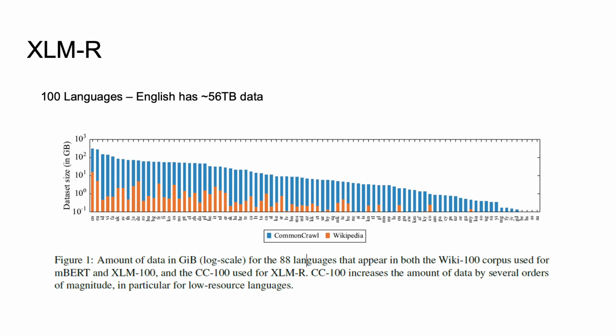An evolution on mBERT is XLM-R, a new BERT-based model developed by Facebook, which has been trained on several orders of magnitude more data, and it features 100 languages compared to the 88 mBERT has. For English, it uses around 56 terabytes of data.